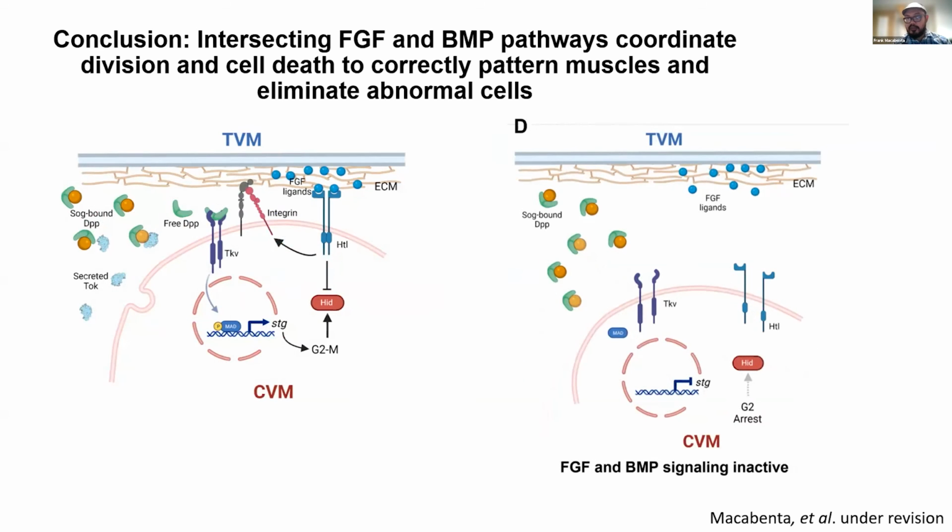Now, if we remove both FGF and BMP signaling components, we see that there's G2 arrest due to an inability for the CVM cells to move forward and undergo the transition from G2 to M and into G1.